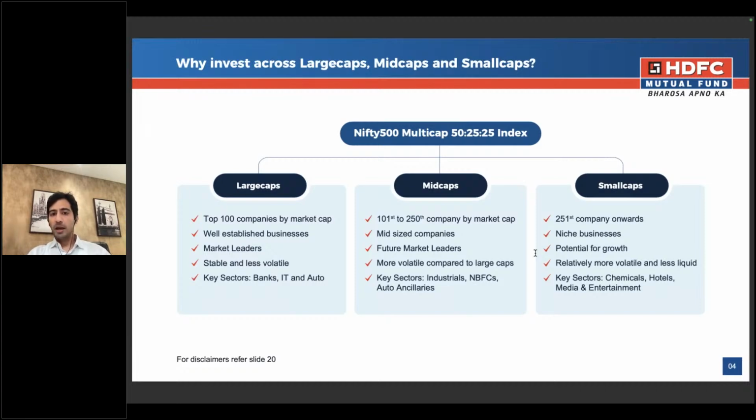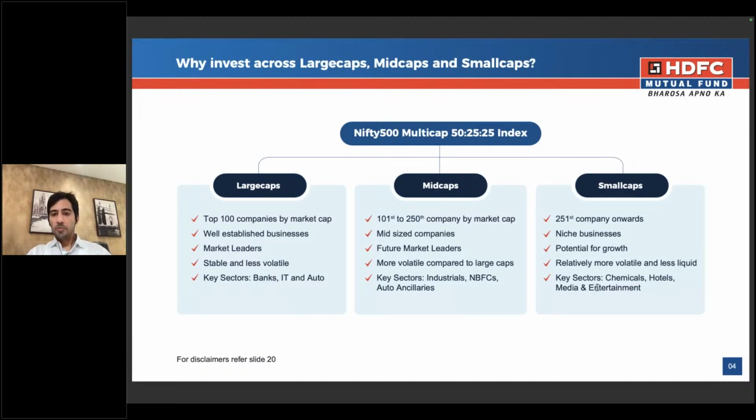The last category is small cap. So compared to large and mid, small caps are by definition even smaller, and you can say that many of them have the highest growth potential because they are still small companies, but also because they are small, their volatility is also quite high, right? So in this segment you're getting again good growth potential but higher volatility. And also if you look at the index, some sectors like chemicals, media, entertainment, hotels have more exposure in small cap than large and mid.